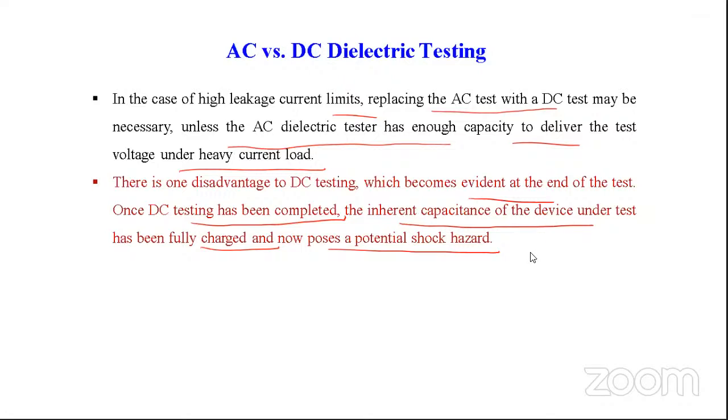But if it just withstands that voltage at the test voltage level, in that case you have to manually or automatically discharge the capacitance. Otherwise, even if the supply circuit is completely switched off, you will see that the capacitor retains its charge. It depends on how quickly the capacitor discharges its charge.